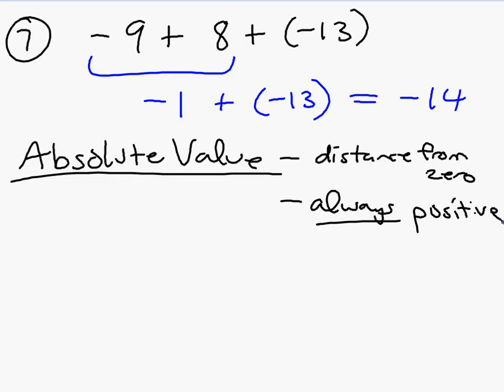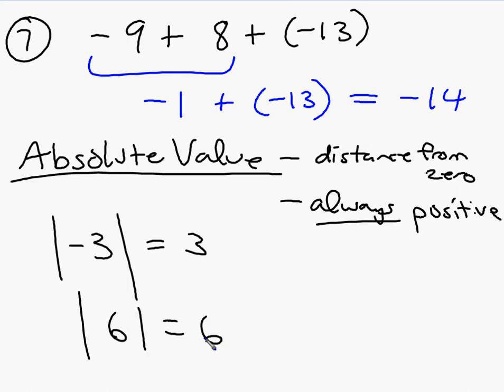All right? So, for example, they'll give you this. See those 2 vertical lines around negative 3? That means, what is the absolute value of negative 3? It's 3. Okay, so it's always positive. You don't change the sign, it's just always positive. What's the absolute value of 6? 6. Okay? So the answer is always positive when it comes out of absolute value.